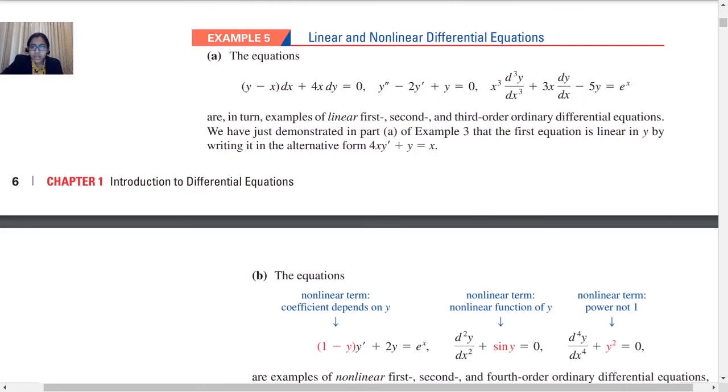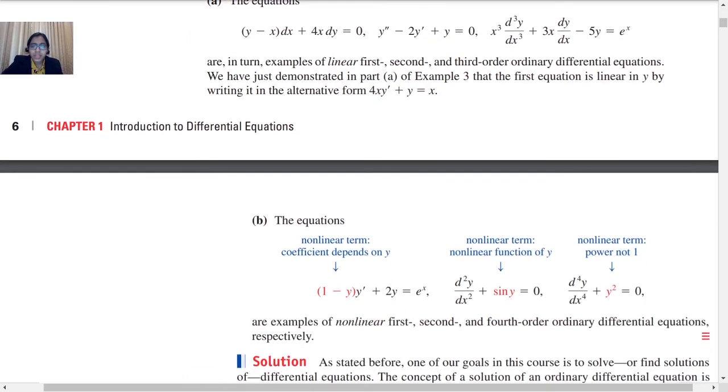Now here we have examples of non-linear equations. That is, if you see (1 minus y) into y dash plus 2y is equal to e raised to x. Here there is a product y into y dash, so that will be non-linear. Then, in the case of non-linear equations, functions like sin x, e raised to x, trigonometric and exponential functions, if they are present, they are also not linear differential equations. So keep that in mind.